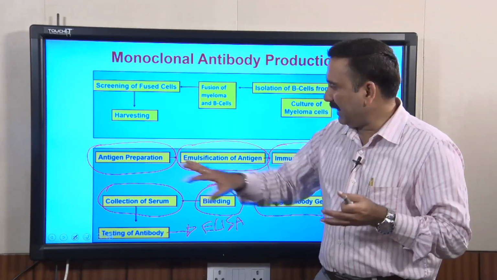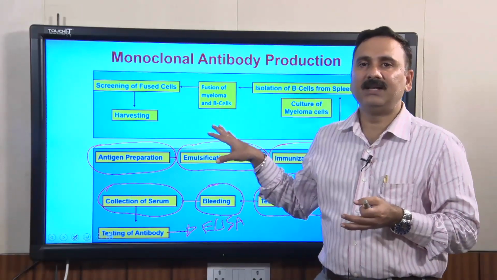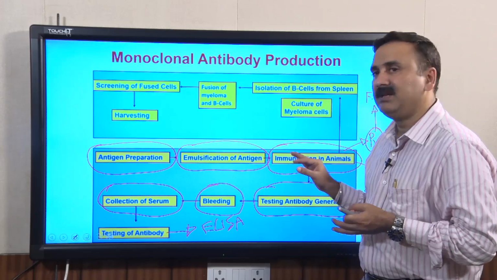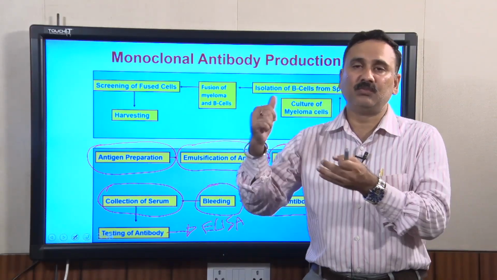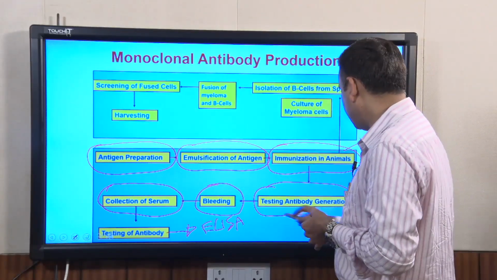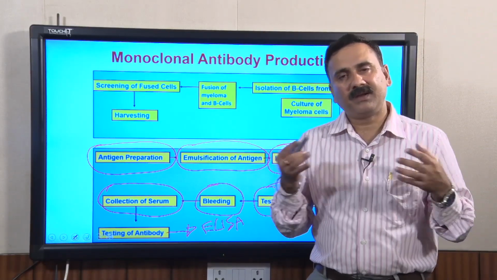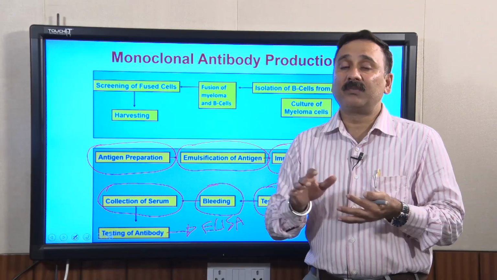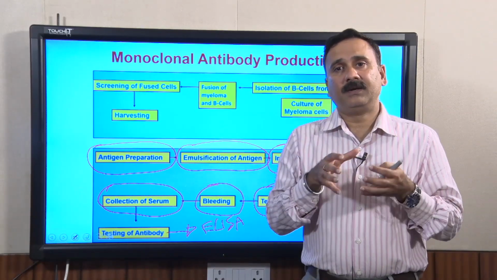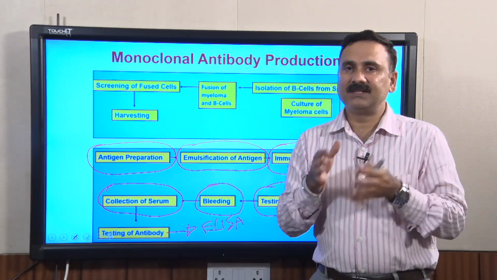So, to explain these steps, how to prepare and emulsify the antigens, how to immunize the animals either for the primary injections or the booster injections, and then how to test the presence of antibodies, how to bleed, how to collect the serum, and how to test the antibodies in ELISA, we have prepared small demo clips to explain all these steps, and with these clips you will be able to understand each and every step in detail.